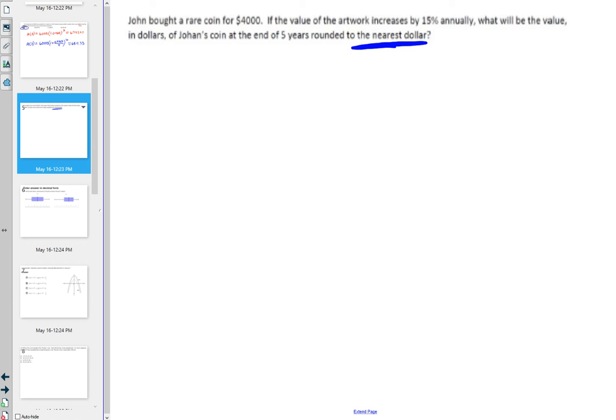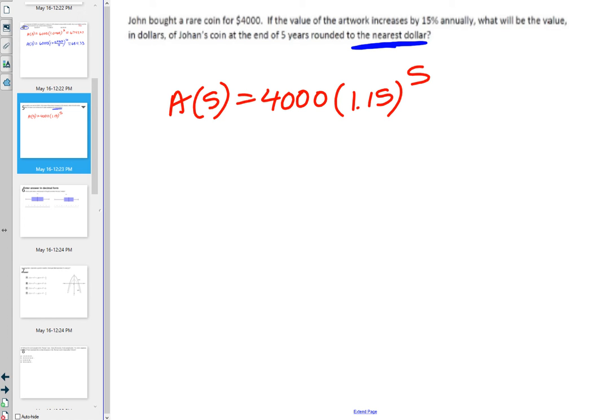That's pretty exact. So the amount after 5 years, if we started with 4,000 and it's annual, so 1.15 to the power of 5. And I'm getting, wow, making some good money. So the nearest dollar, it should be 8045. And you got the same thing. So it looks like he more than doubled his money in 5 years.